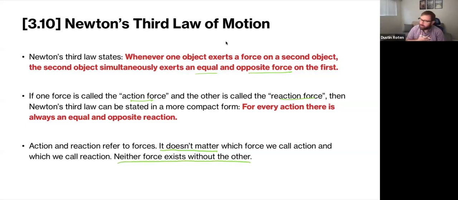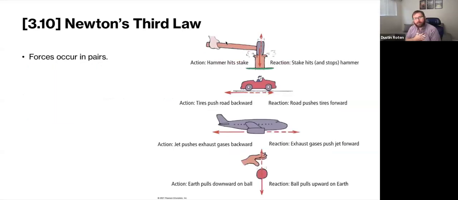They both have to be there. You can call them, you can switch those names around as much as you want to. The mathematics will still work out. So here's just a couple of examples of these force action reaction pairs.